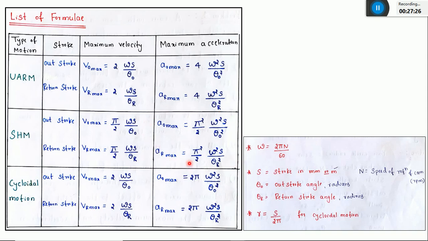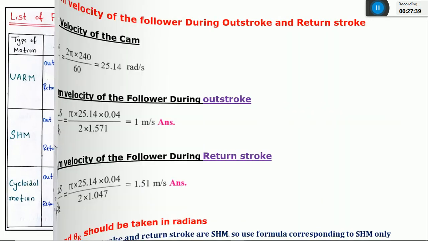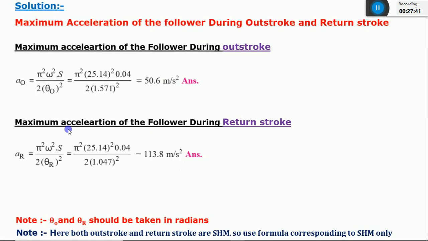So just substitute the values: pi, omega, s, theta naught should be in radians. Theta r is also in radians. S should be in meter. So how much will you get? A naught and AR. You'll get A naught as 50.6 meter per second square and AR as 113.8 meter per second square. So getting the same answer.